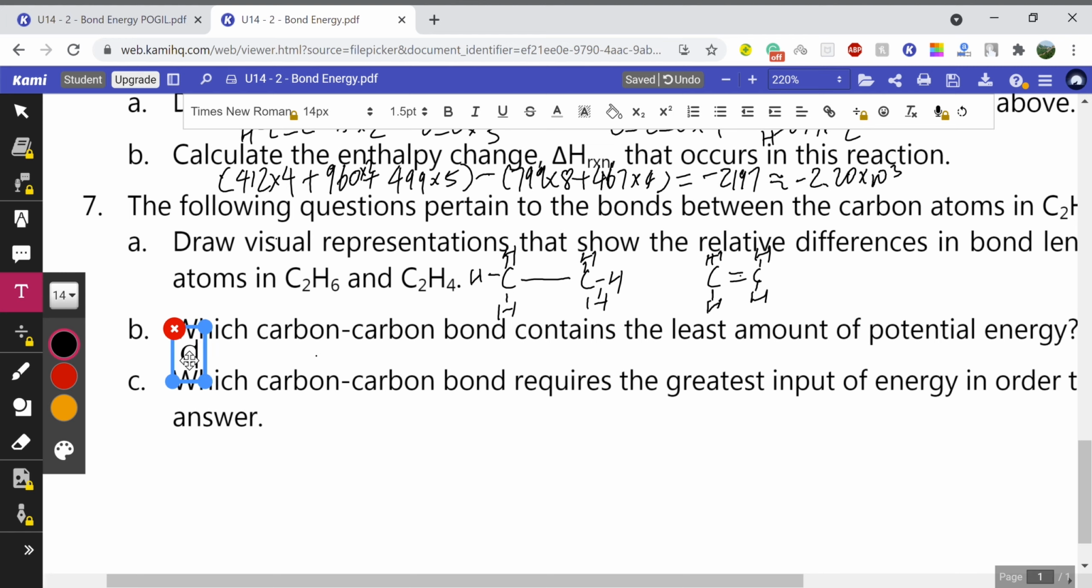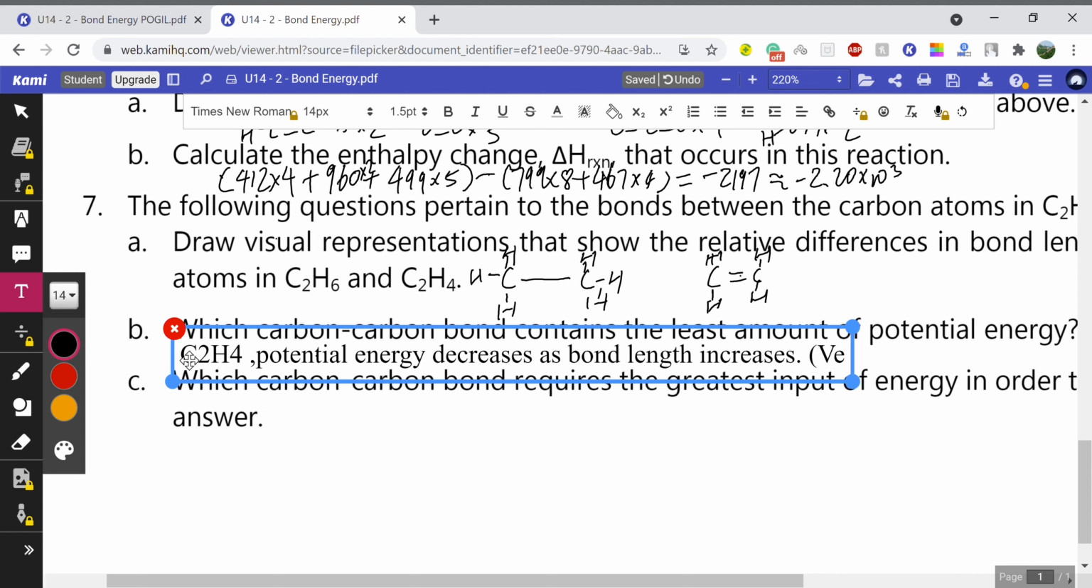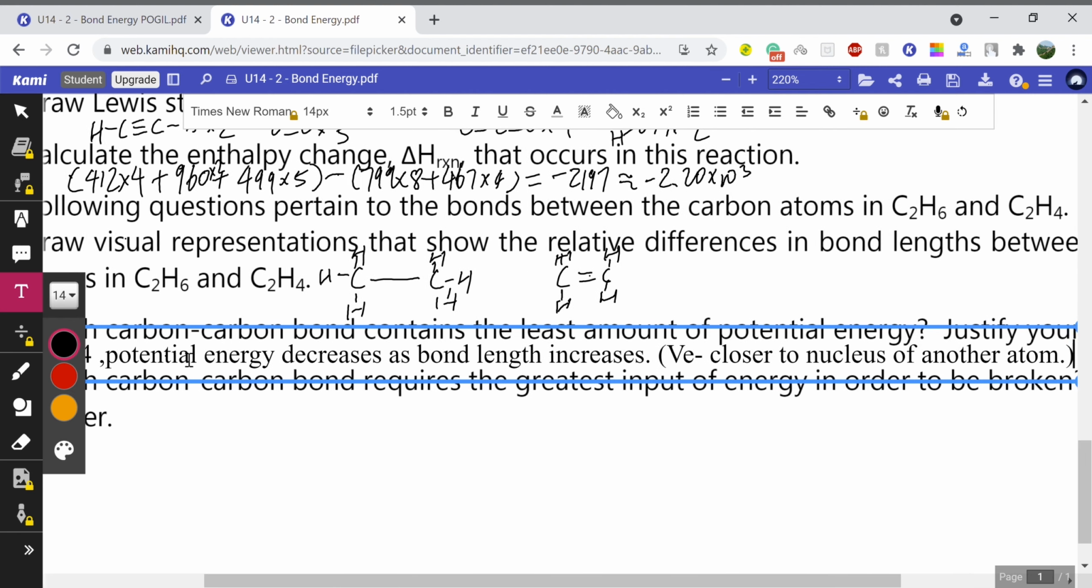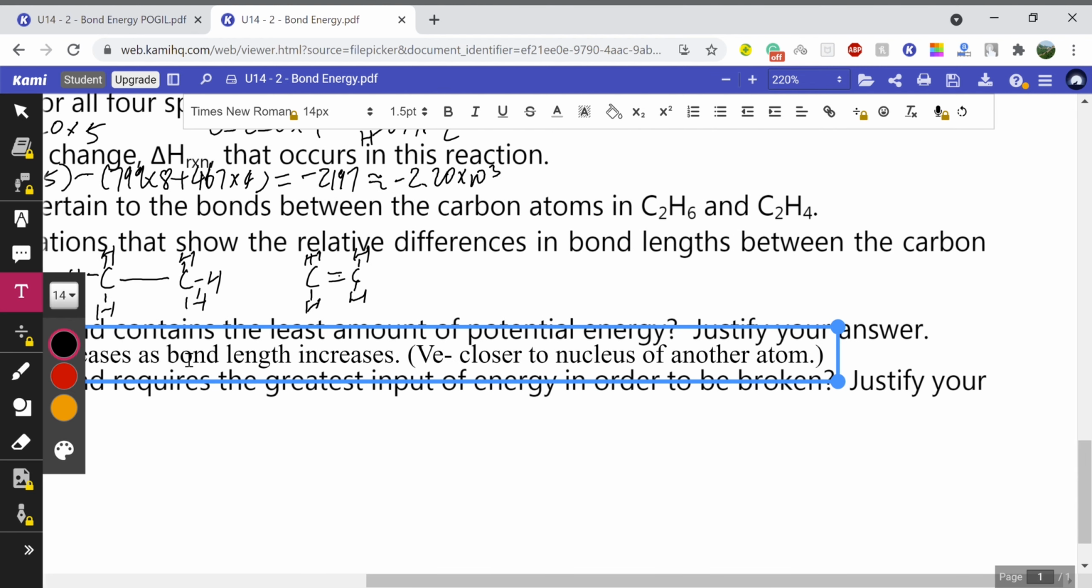The answer is going to be C2H4, because potential energy decreases as bond length decreases. That is because valence electrons are closer to the nucleus of another atom. And C2H4 has the shorter bond length.